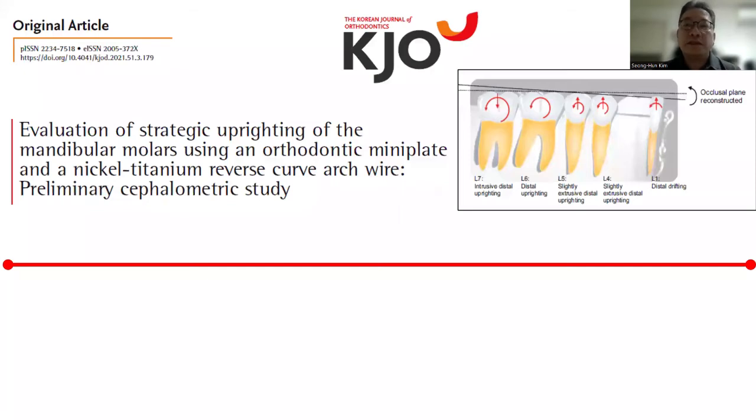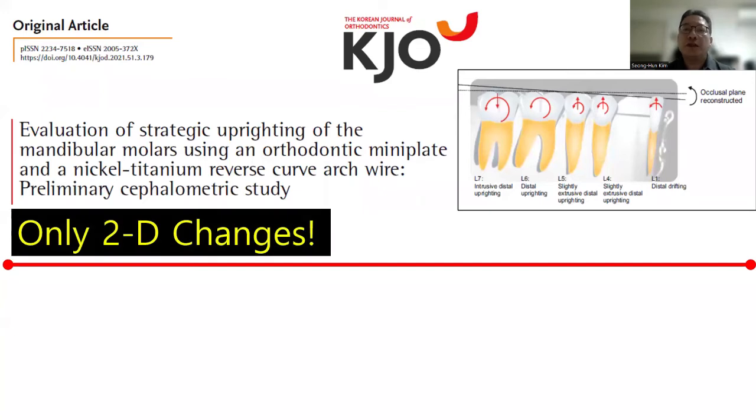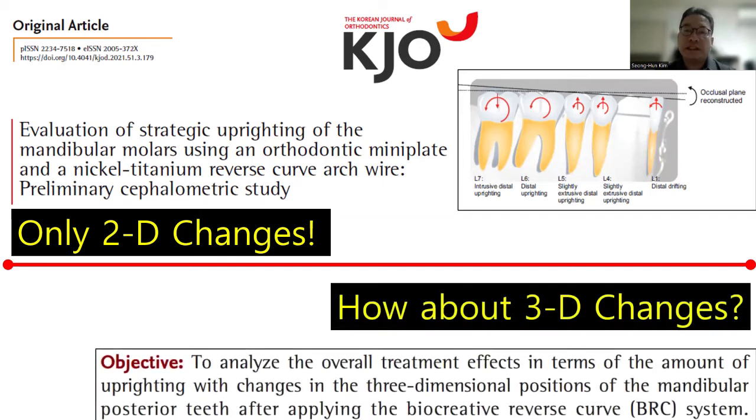In the previous study, cephalometric changes of mandibular molars after applying the BRC system were evaluated. Even though we found distal uprighting of molars and vertical change of each tooth, three-dimensional change of the teeth could not be evaluated with this cephalometric study. Therefore, we conducted this study to analyze the treatment effects by evaluating the three-dimensional positional change of mandibular teeth after applying the BRC system.